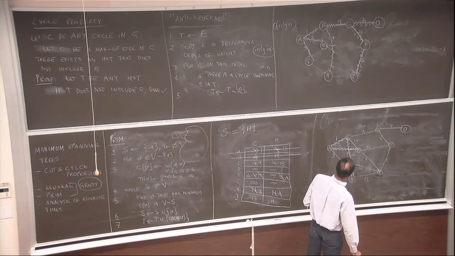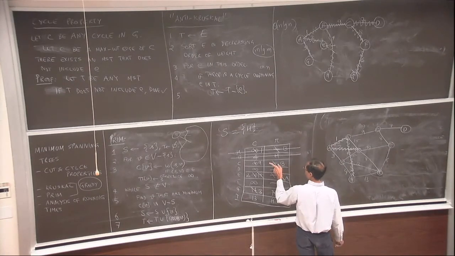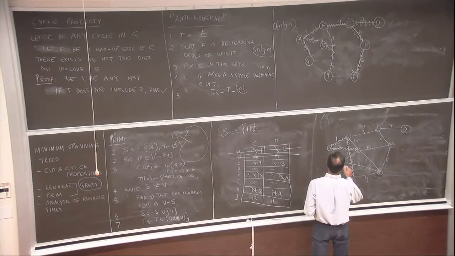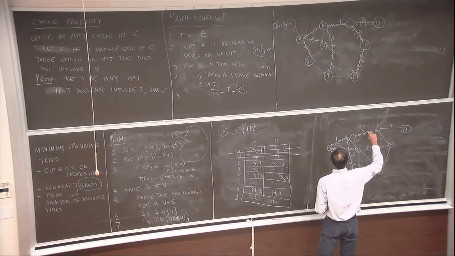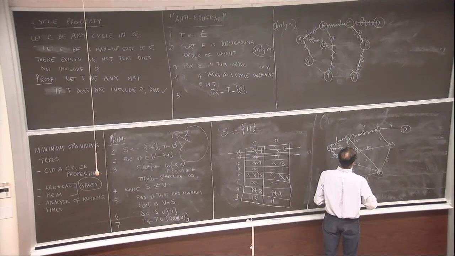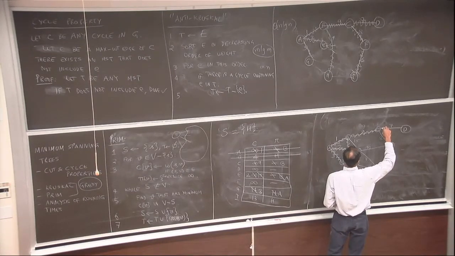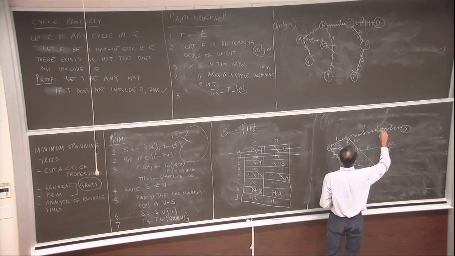The next edge that will be picked will be A to G. Yeah, E to G. Sorry, A to G. Then you will pick B to C. Then we will pick C to D. Then we will pick C to F.